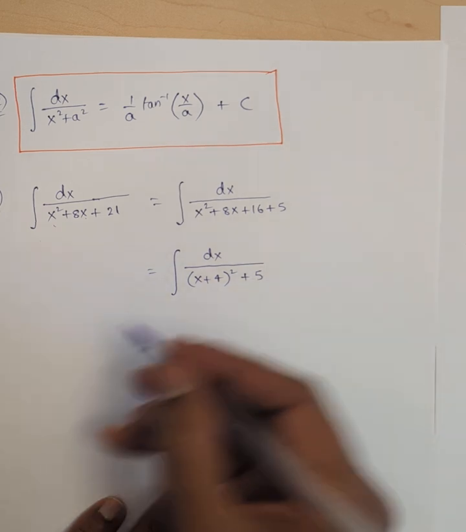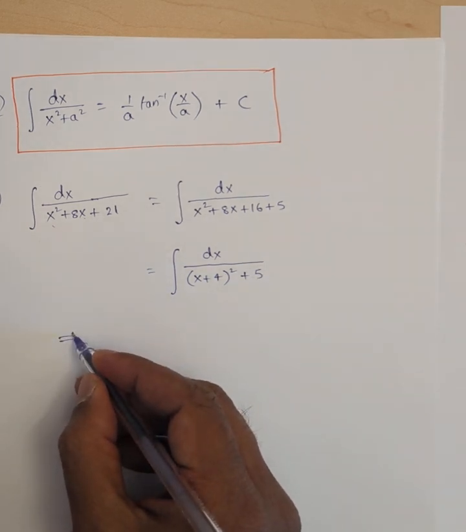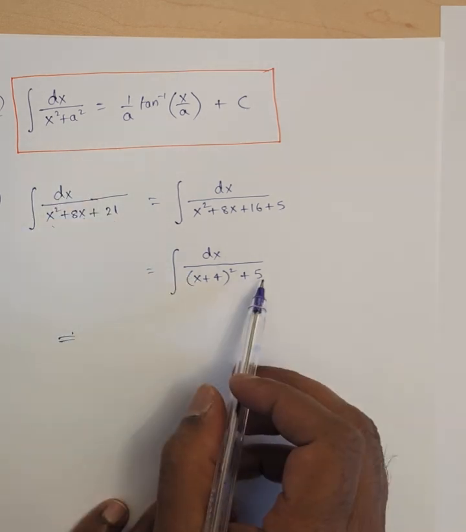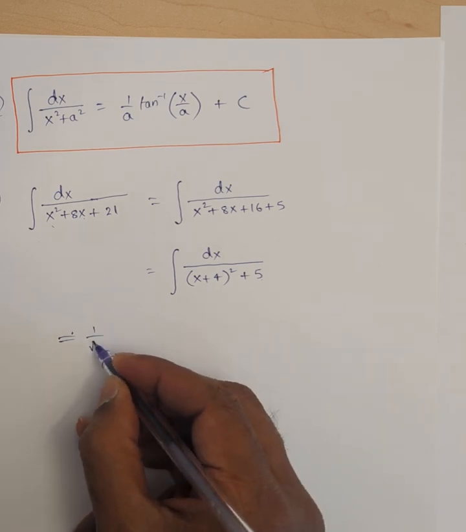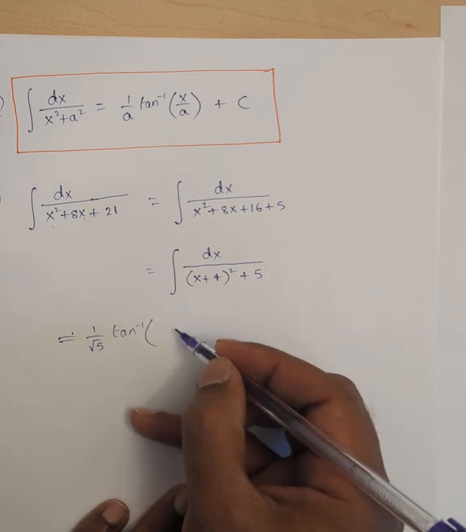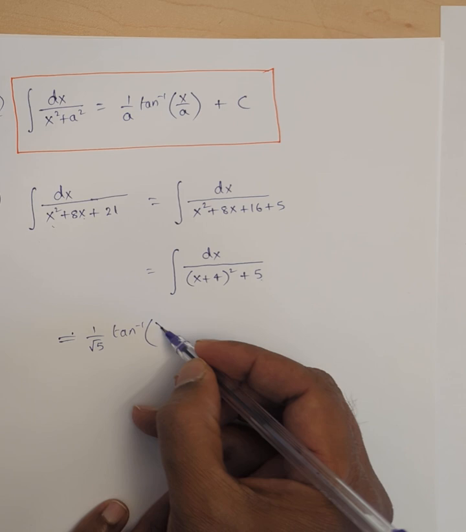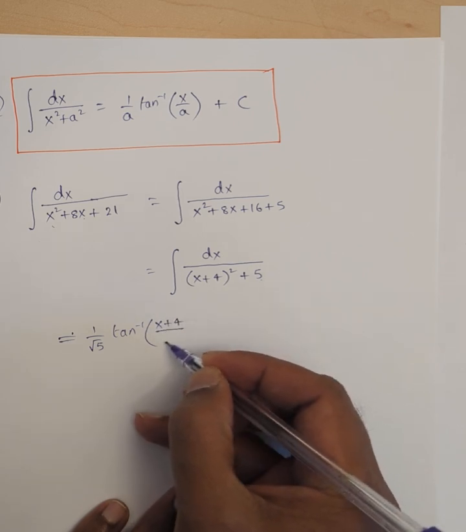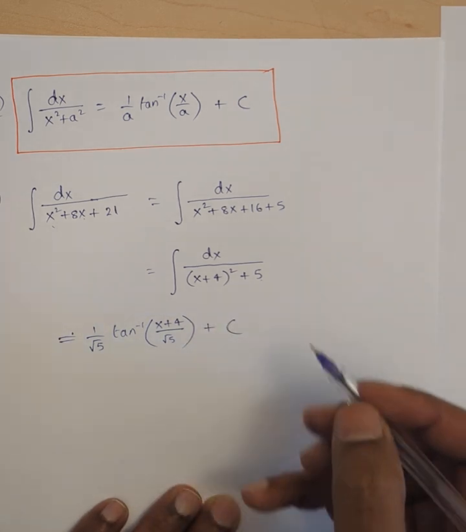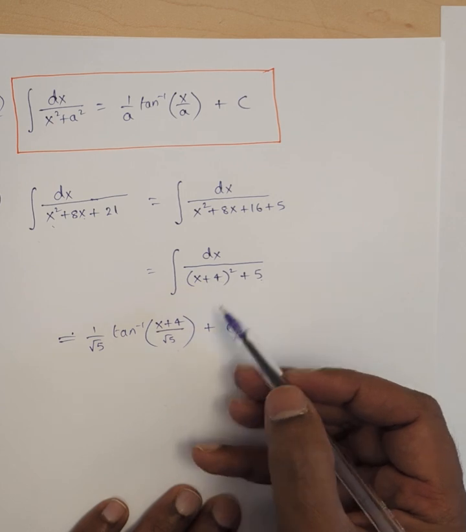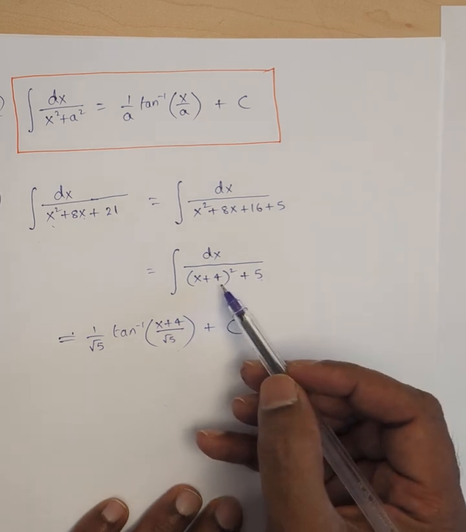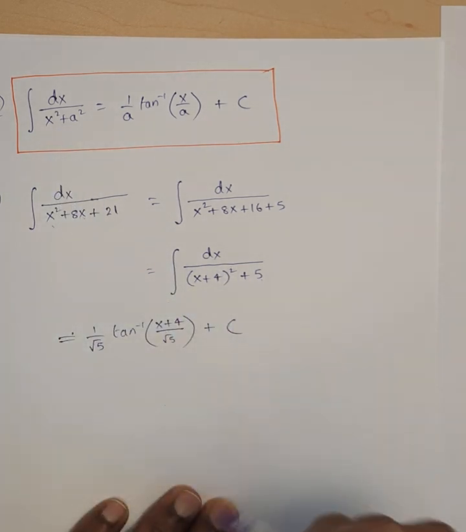So this time your answer will be, now your a is root 5, so it's going to be 1 over square root of 5, and then it would be tan inverse of, this time it's going to be x plus 4 divided by square root of 5 plus c. Now I could have said let x plus 4 be equal to square root of 5 tan theta, and I would get there. So the point is, if you can get it in this form, you have the answer.